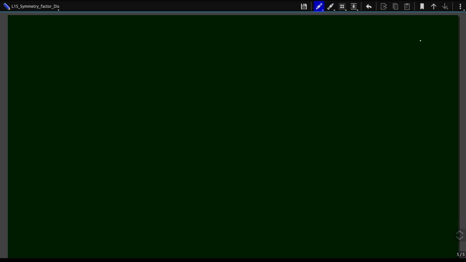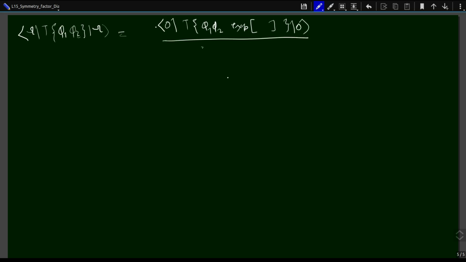to certain cancellations that we have been talking about. So coming back to the two-point Green's function, the time ordered product of phi 1, phi 2, these are all Heisenberg picture, I'm not writing that, and this is equal to the vacuum, time ordered product of phi 1, phi 2 and this exponential thing, vacuum, divided by vacuum, time ordered product of this exponential thing, vacuum. This is what I have. And let me ask this question: what is the denominator?